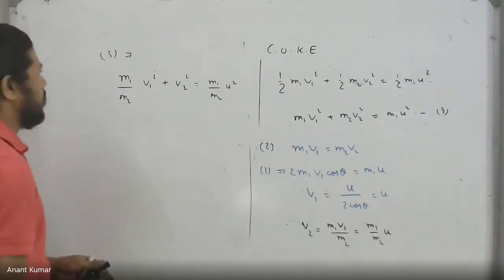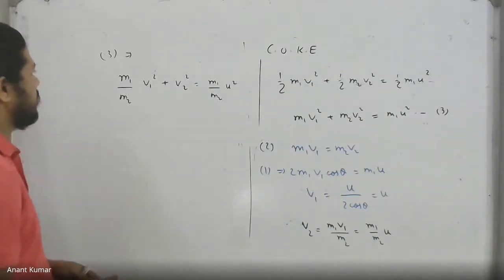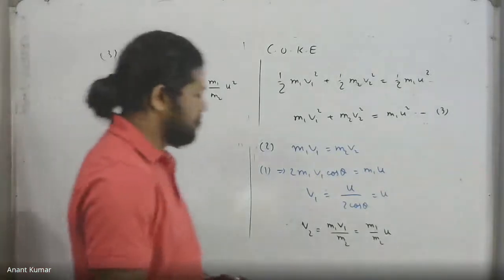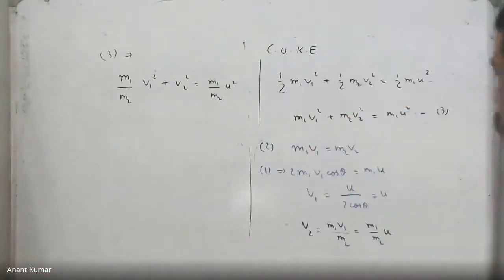Oh, this cancels out. How can it happen? There is something mistaken. Because v1 is already u, so the first one cancels out. That is bad. I have made some mistake, it seems. What is it?